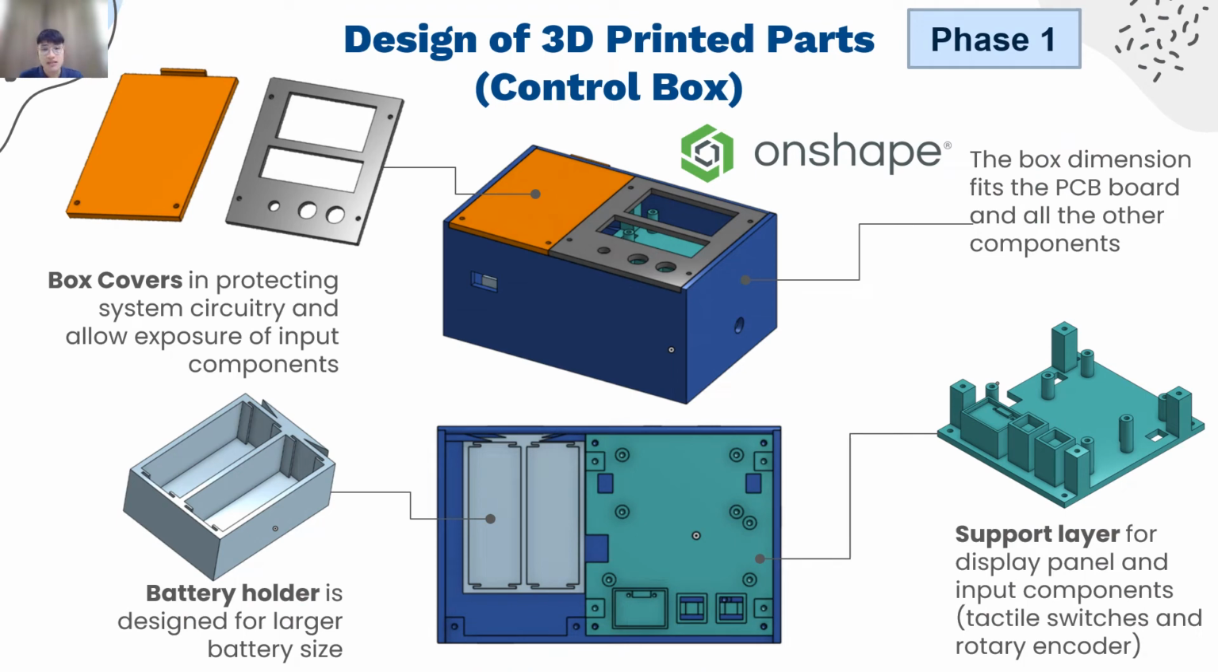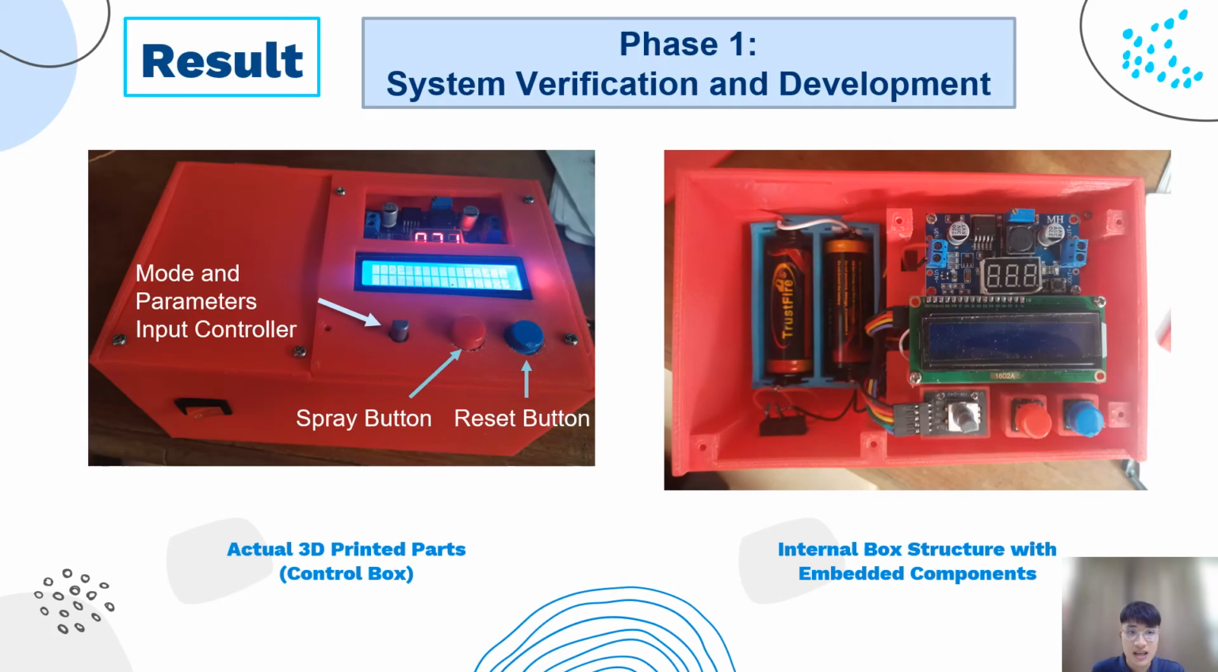This is the mechanical design of the control box, which allows the user to control the airbrush handler. It consists of the box cover in protecting the system circuitry, battery holder, and a support layer for user interface components. This is the actual 3D printed control box part assembled with the electronic components.